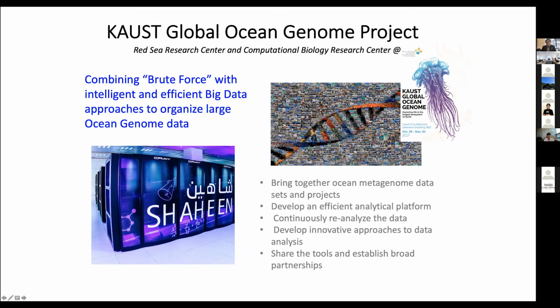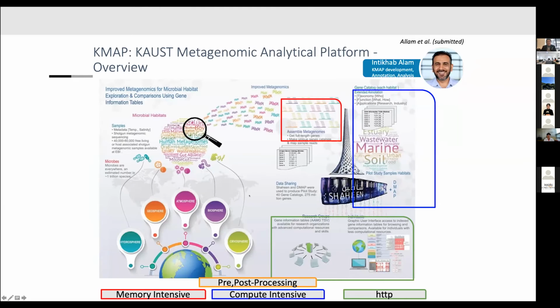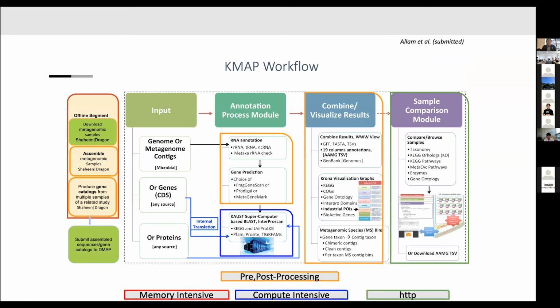We utilize our supercomputer. Whatever the metagenomic data is, first we worked on marine metagenomics, and later we constructed much larger data. The pipeline is called the KAUST Metagenomic Annotation Platform, KMAP. We constructed input, annotation process, visualization and comparative analysis. Those are not really unique, but maybe more consistent or coherent for making functional annotation.